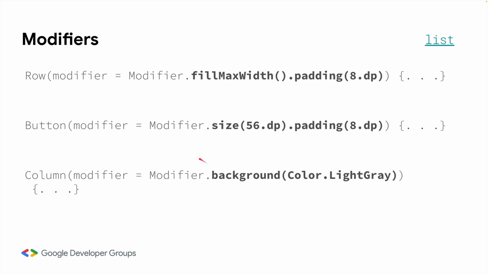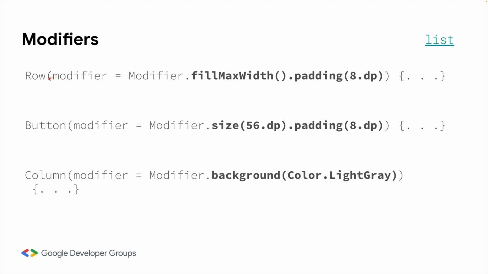A modifier is something that you want to apply to a composable. So here we have a row composable, or a button composable, or a column composable. But say we want to change the padding. Padding is something that applies to different composables, and so the way that Compose does it is they take in a modifier, and a modifier has all of the different things that you could want to change.